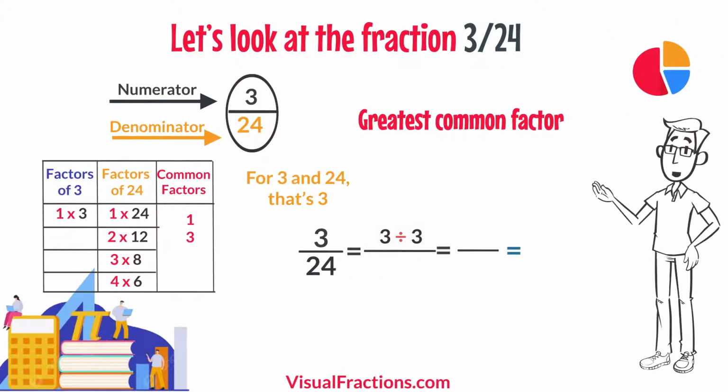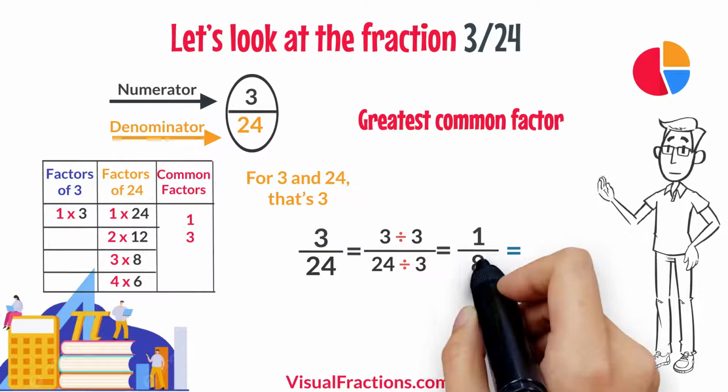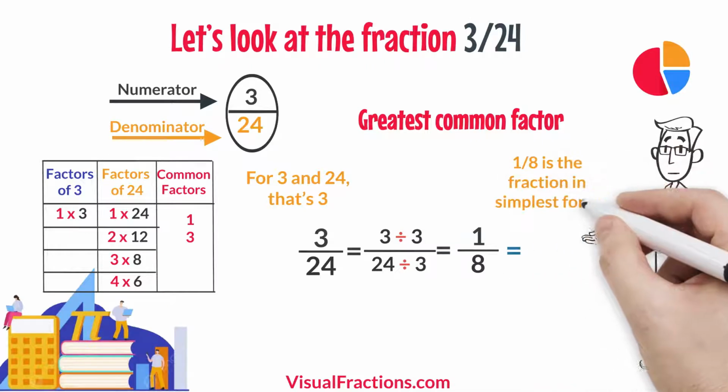We start by dividing 3 by 3, which gives us 1. Then we divide 24 by 3, which results in 8. So, simplifying 3/24, we end up with 1/8, which is the fraction in its simplest form and cannot be reduced any further.